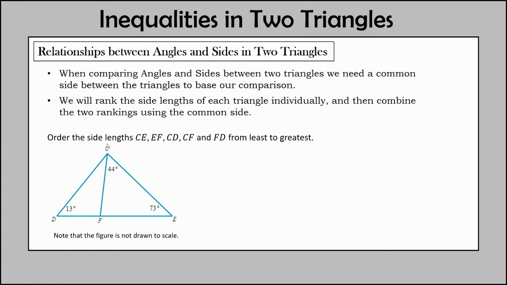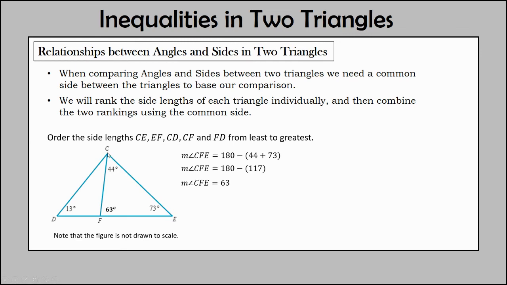Here's the drawing here. Order the side lengths CE, EF, CD, CF, and FD from least to greatest. Okay, now the first thing we need to do is find all the angle measures because we have to use angle measures to rank the sides within each triangle. Okay, so angle CFE, this angle right here, we would get by doing 180 minus 44 plus 73, which is 117, which is 63. Okay, so I know this angle is 63.